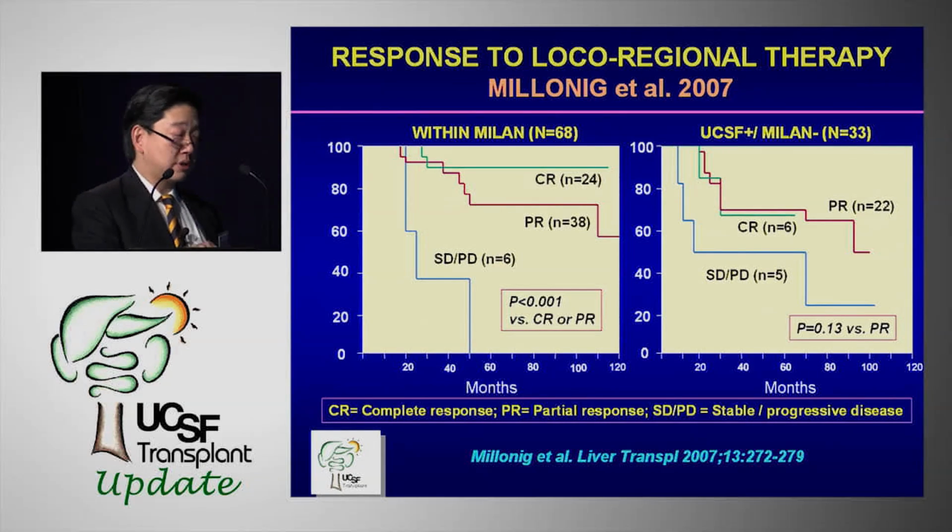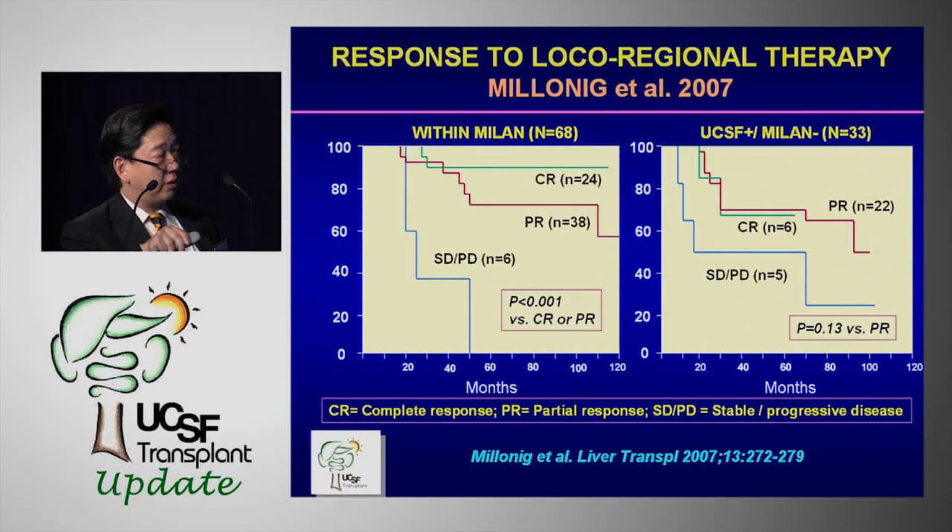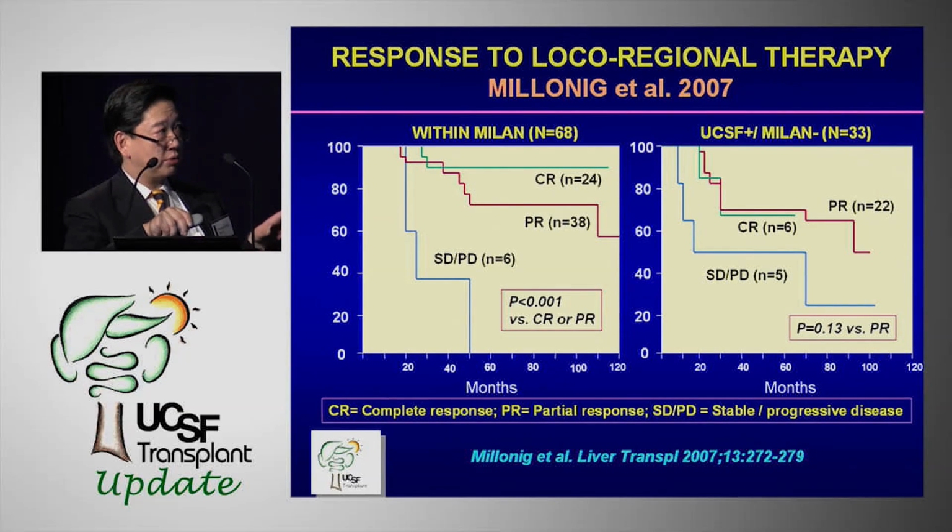So in the first study from Innsbruck, Austria, you can see that for patients within Milan criteria, those who show complete response, like complete tumor necrosis, no residual tumor, or partial response, have a much better outcome compared to those who continue to show tumor progression over time despite locoregional therapy. And for those within UCSF but beyond Milan criteria, those with partial or complete response have outcomes similar to the partial responders within the Milan group, and there's also a trend for worse outcome in those with stable disease or progressive disease.